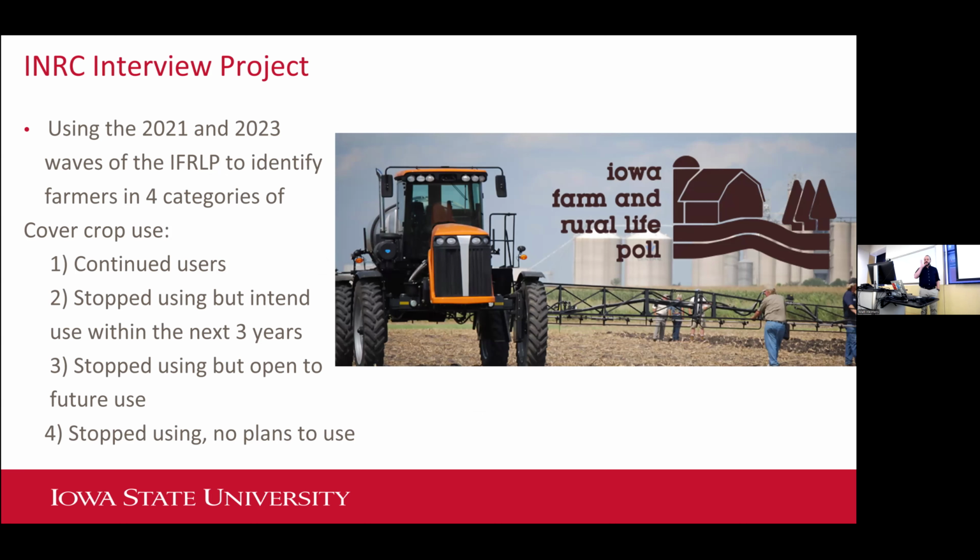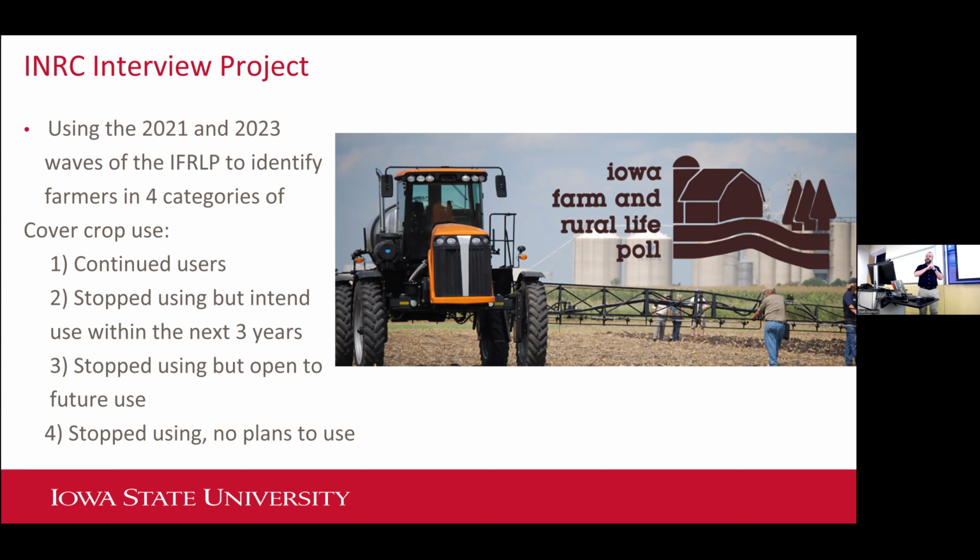So this is using a different data set. It's the Iowa Farm and Rural Life Poll, which is a survey that has been in effect since 1982. So we're interviewing the same farmers year after year, with certain changes over time, of course. But we're specifically looking at cover crop use. And whereas we had 3 categories before, now we have 4 categories.